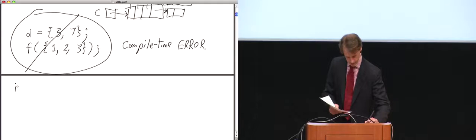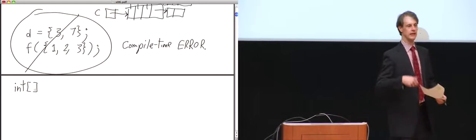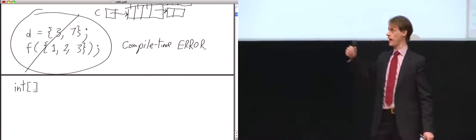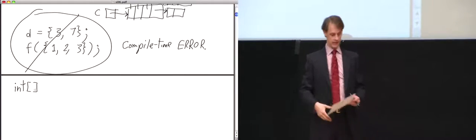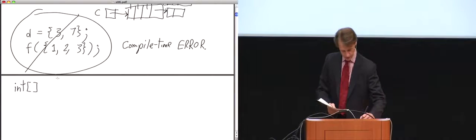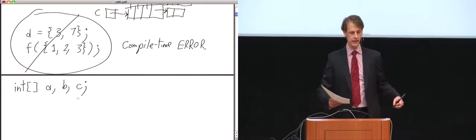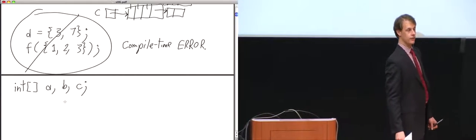Well, in Java, if you want an array of ints, you usually put the array sign, the open bracket, close bracket, right next to the int. That's the classic way of doing that in Java. So if I declare A, B, and C this way, all 3 of those are going to be arrays of ints.